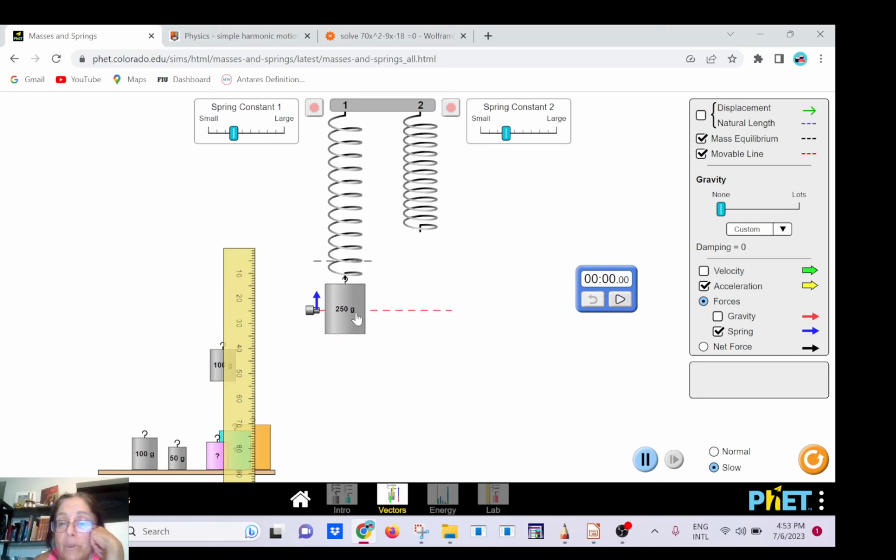What's going to happen to the period? But now you have more inertia. So you should get a longer period, isn't it? So let's see. It takes forever.